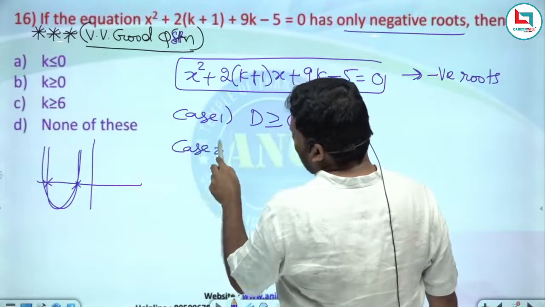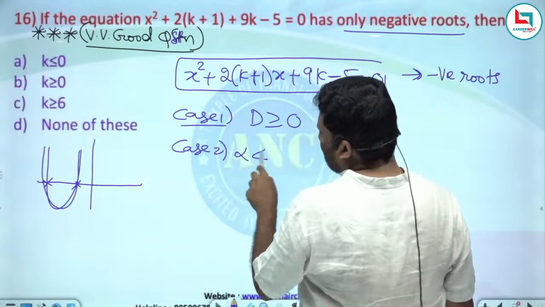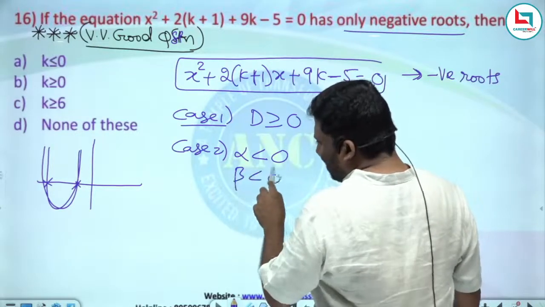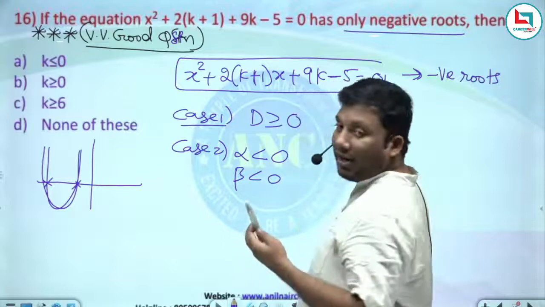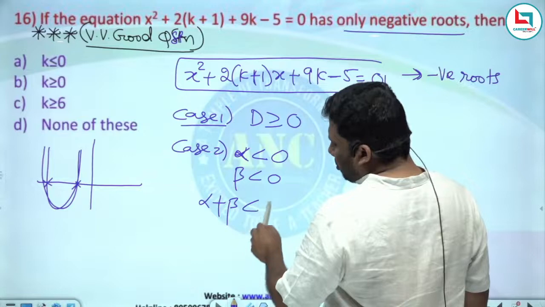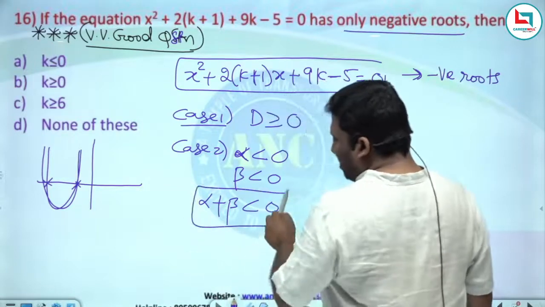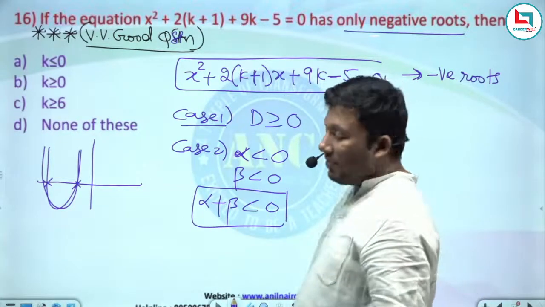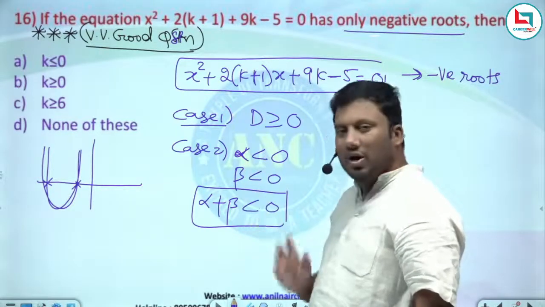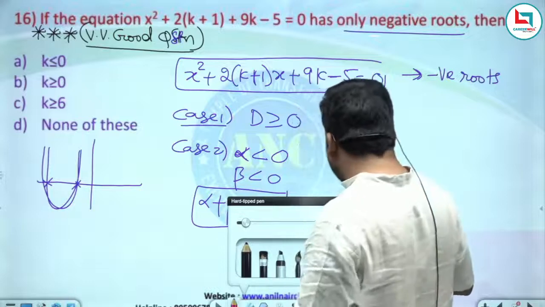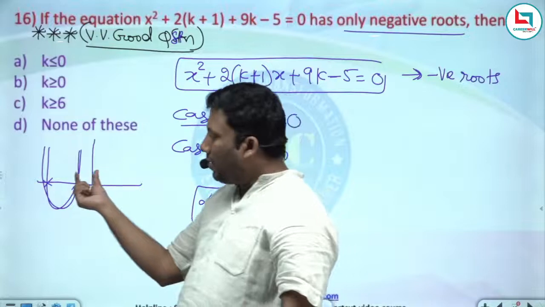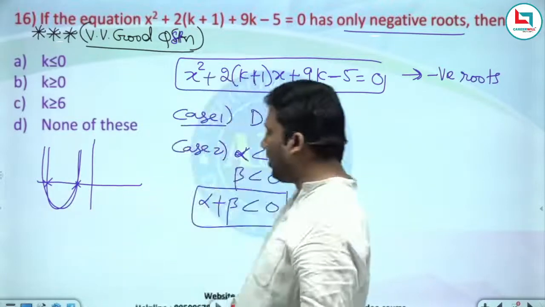Case number 2: alpha is less than 0, beta is less than 0. One is a negative root, and the other is also a negative root. The sum of the roots should be less than 0. This is the second condition for two roots to be negative: alpha less than 0, beta less than 0, and the sum of the roots, alpha plus beta, should be less than 0. Why D greater than or equal to 0? Because it is touching the axis at two different points.